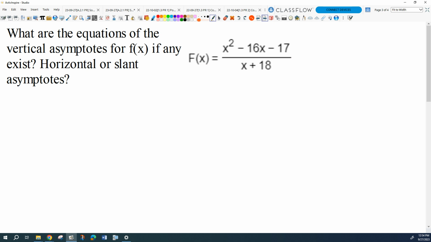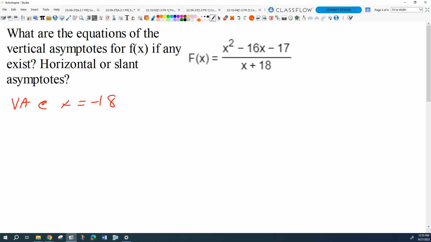How about that guy? Any vertical asymptotes? Negative 18. Clearly that's going to be a zero of the bottom only, isn't it? Right? So we get a vertical asymptote at x equals negative 18. Good. And are we going to get a horizontal asymptote here? No, we're not. Good, because the top is higher degree than the bottom, right?